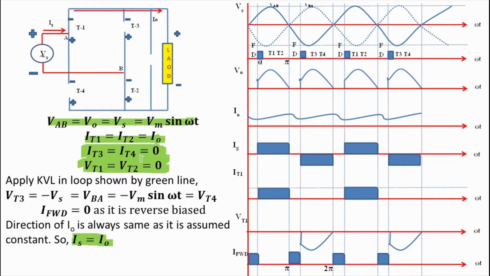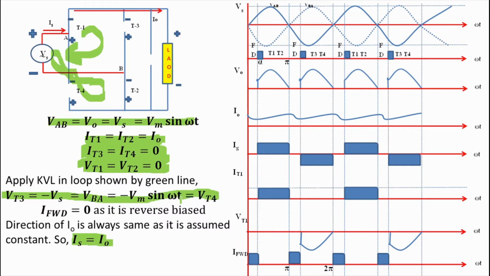Now apply KVL in the loop having Vs, T1 and T3. We get VT3 is equals to minus Vs, that is equals to VBA. Now apply KVL in the loop having Vs, T2 and T4. We get VT2 is equals to minus Vs and that is equals to VBA.